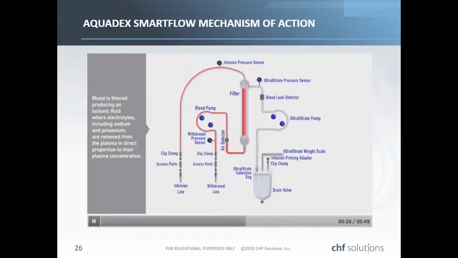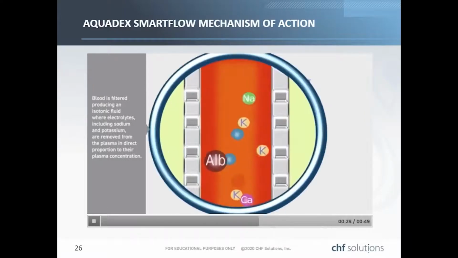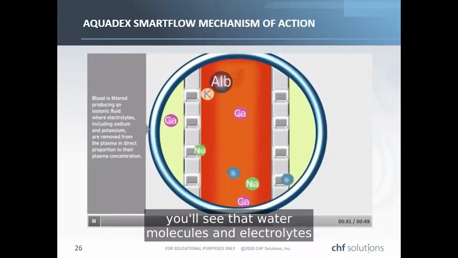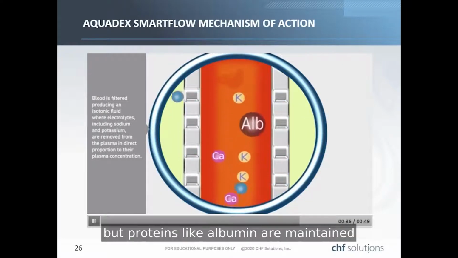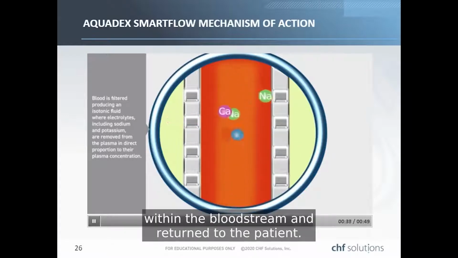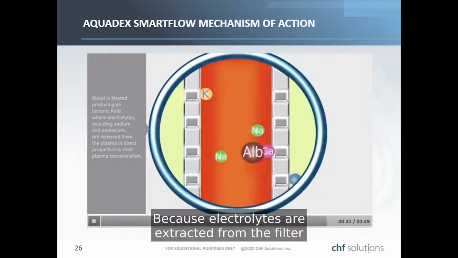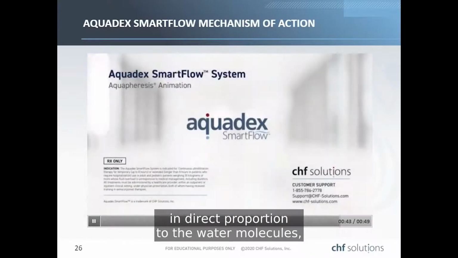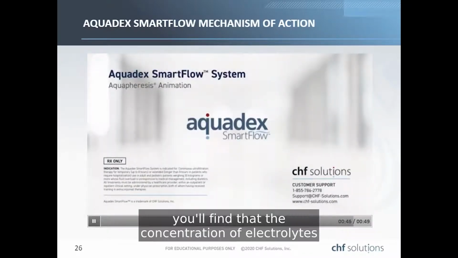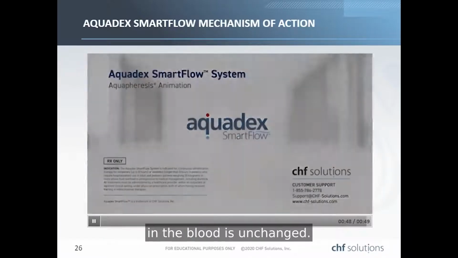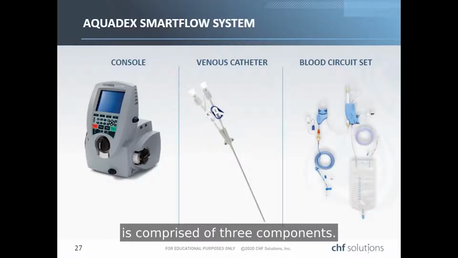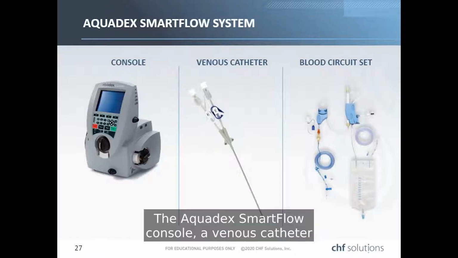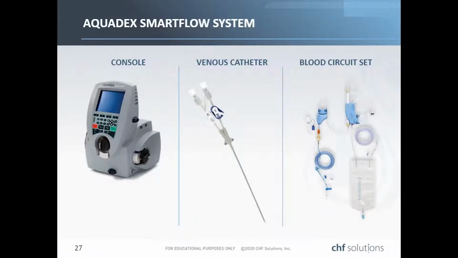Zooming in on the filter itself, you'll see that water molecules and electrolytes are able to freely pass through the pores of the filter, but proteins like albumin are maintained within the bloodstream and returned to the patient. Because electrolytes are extracted from the filter in direct proportion to the water molecules, you'll find that the concentration of electrolytes in the blood is unchanged. The Aquadex SmartFlow system is comprised of 3 components: the Aquadex SmartFlow console, a venous catheter, and the blood circuit set.